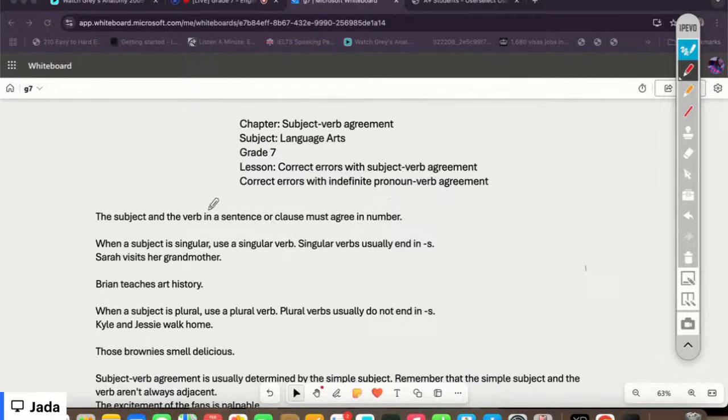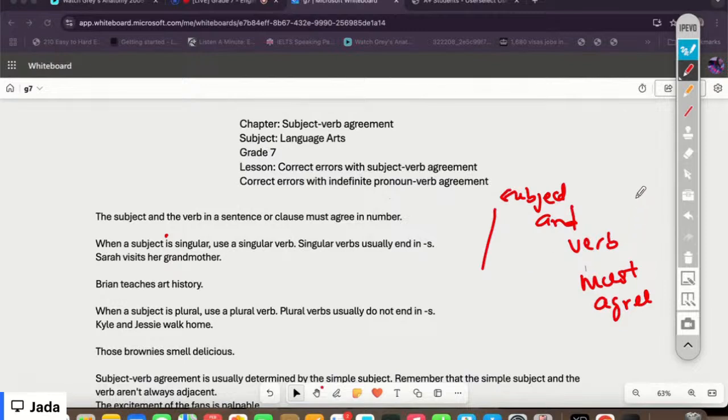Okay, in this lesson, we have to look at how the subject and the verb in a sentence or clause must agree in number. So they must always agree in a sentence. When you have the subject and the verb, they need to agree together and go together. When a subject is singular, you have to use a singular verb. Singular verbs usually end with s, all right?